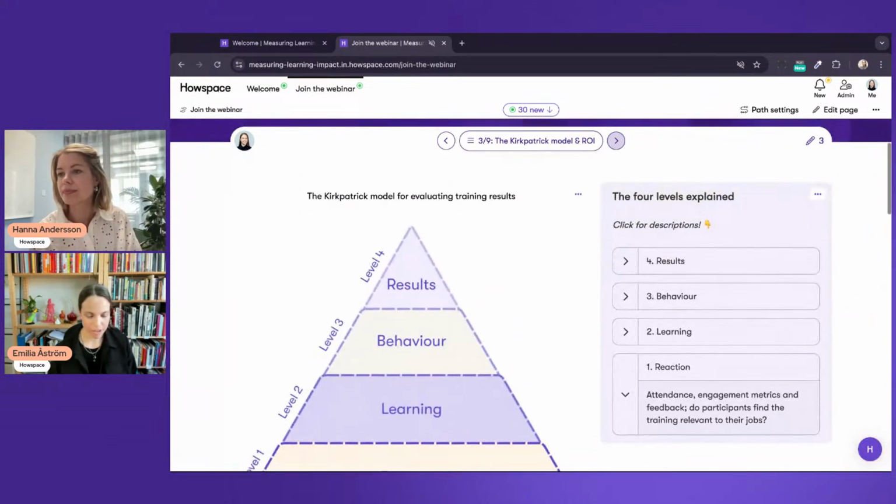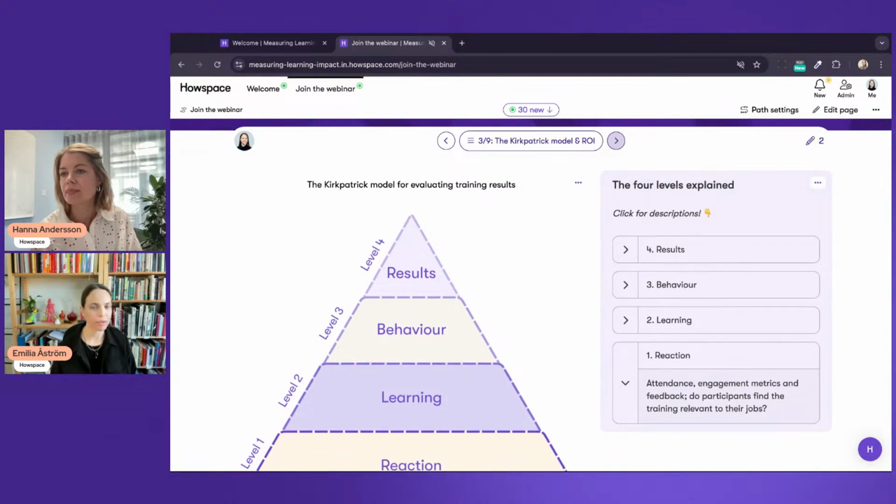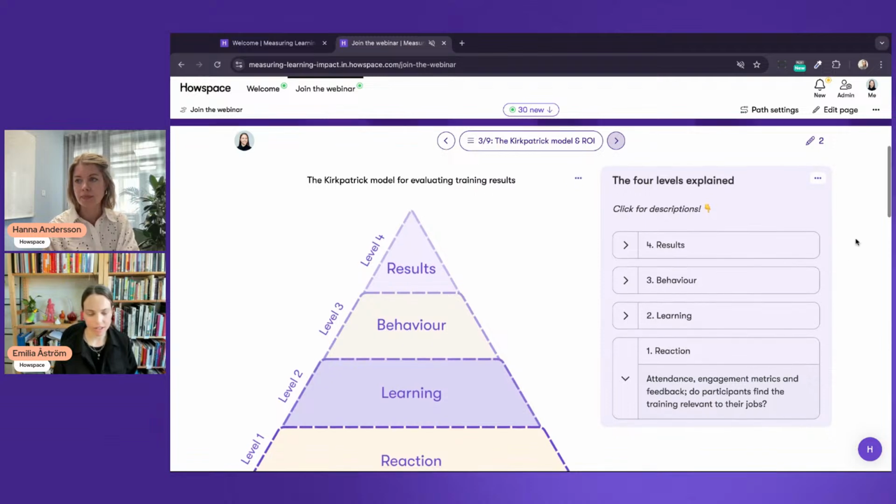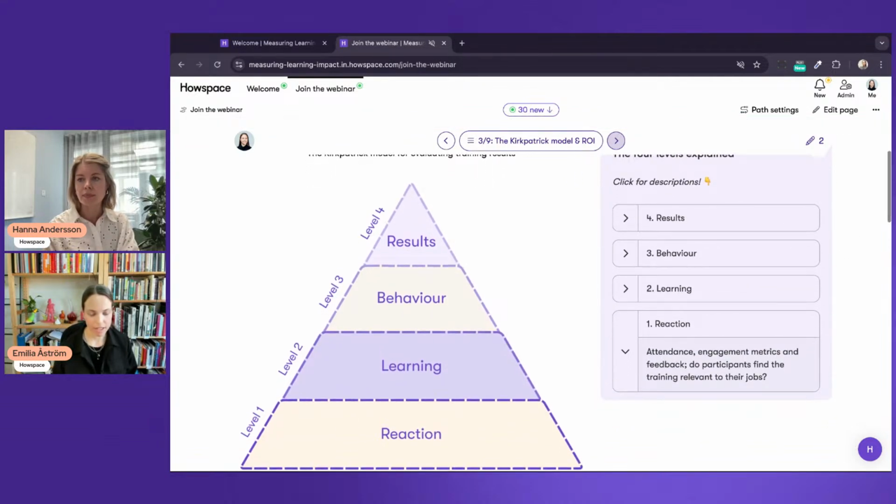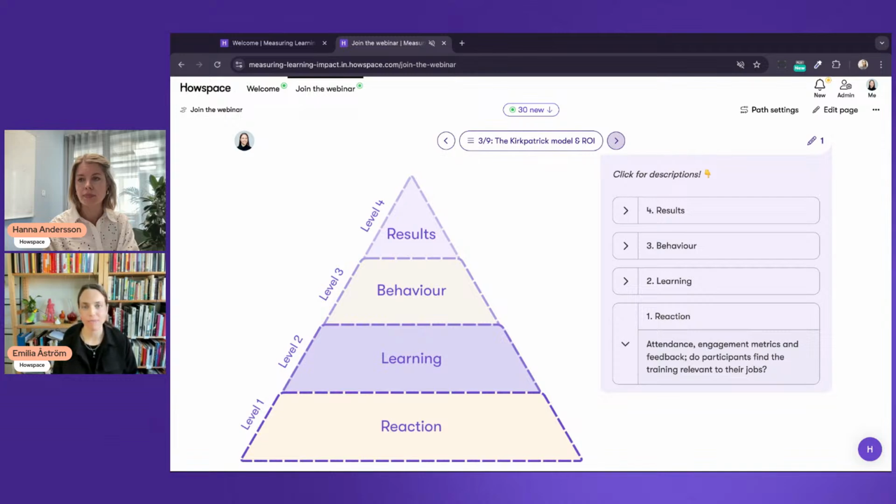And now we're going to move over to some theory to set the stage for the rest of the webinar and the discussion. For the purpose of this webinar, to be able to discuss different aspects of how we evaluate learning impact, we're going to use one of the most commonly used methods, called the Kirkpatrick model, as a reference. And there are, of course, many other models that you can use for this. But this one is quite well known, and for this purpose, we choose to use this one.